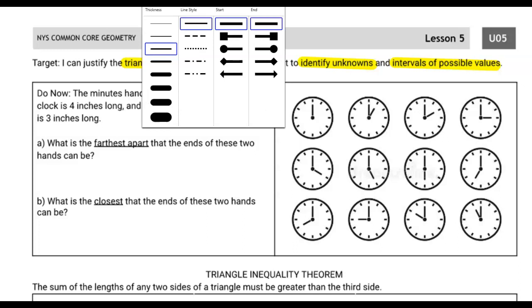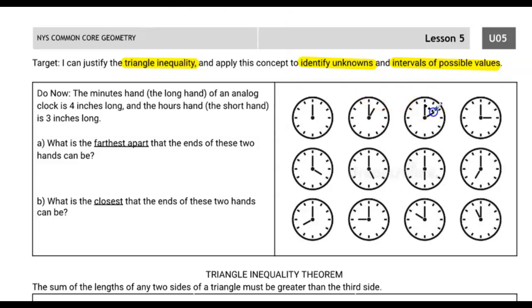Of course, you could measure it like this by saying, well, I'm going to go from here to here, from here to here, from here to here, all those kinds of ideas. So think about it for a couple of minutes. What's the farthest apart that these ends of the two hands can be? And also, what's the closest that the ends of these two hands can be? Think about it for a couple of minutes, then pause the video, try it out, and then come back to see if you got it right.